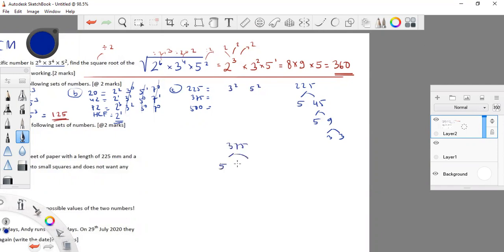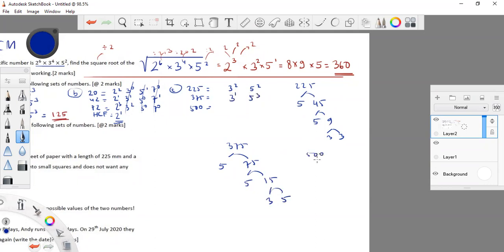And then 375. I think 5. Wait, I forgot. Okay, 375 divided by 5. 75. Oh no, it can be 75. And then 5 and 15. And then 3 and 5, right? So 3 times 5 cubed. 3 power 1 times 5 power 3.